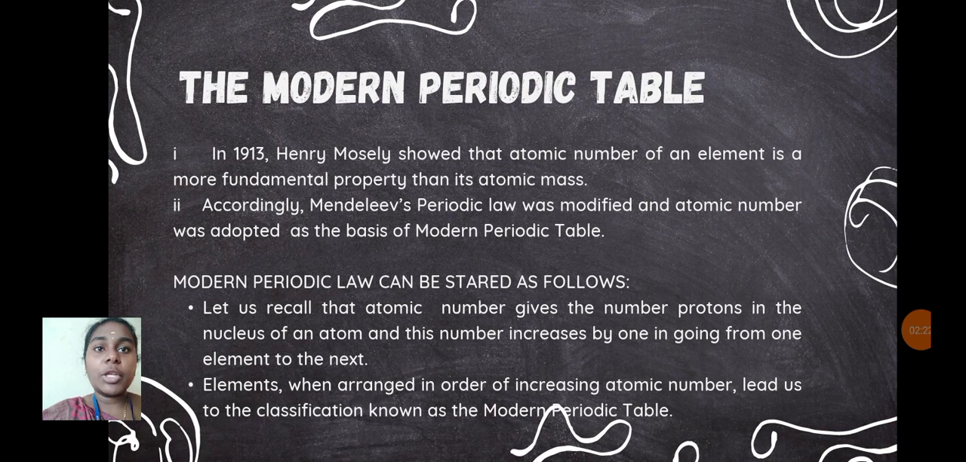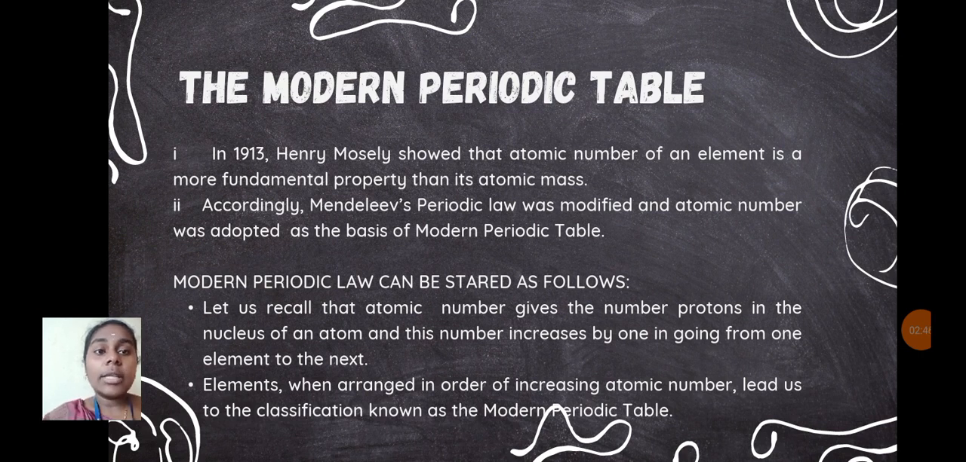Next, the modern periodic table. Henry Moseley, in 1913, showed that the atomic number of an element is a more fundamental property than the atomic mass. So the Mendeleev periodic law was modified, and atomic number was adopted as the basis of the modern periodic table. The modern periodic law can be stated as follows.